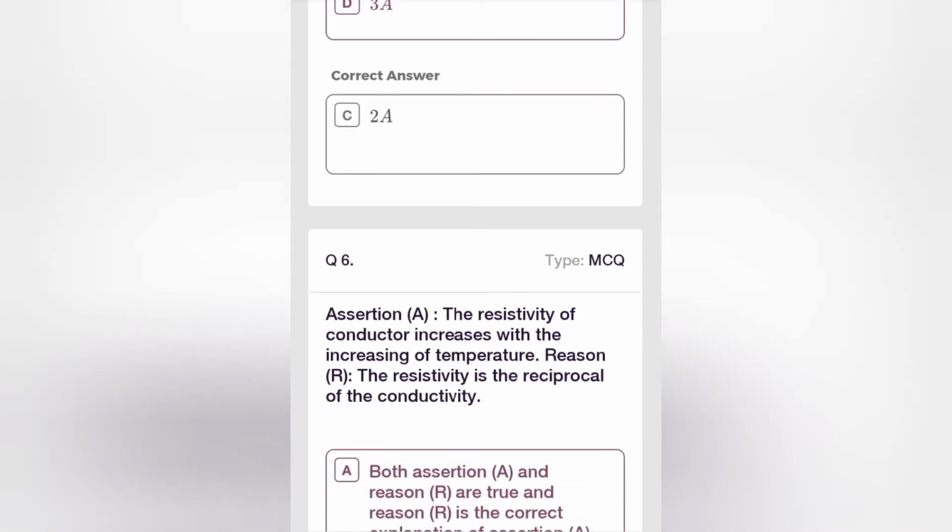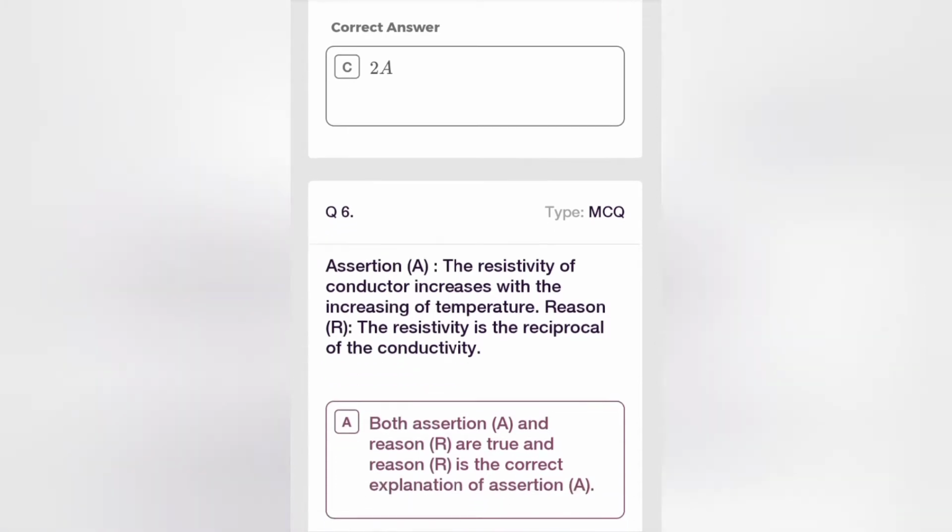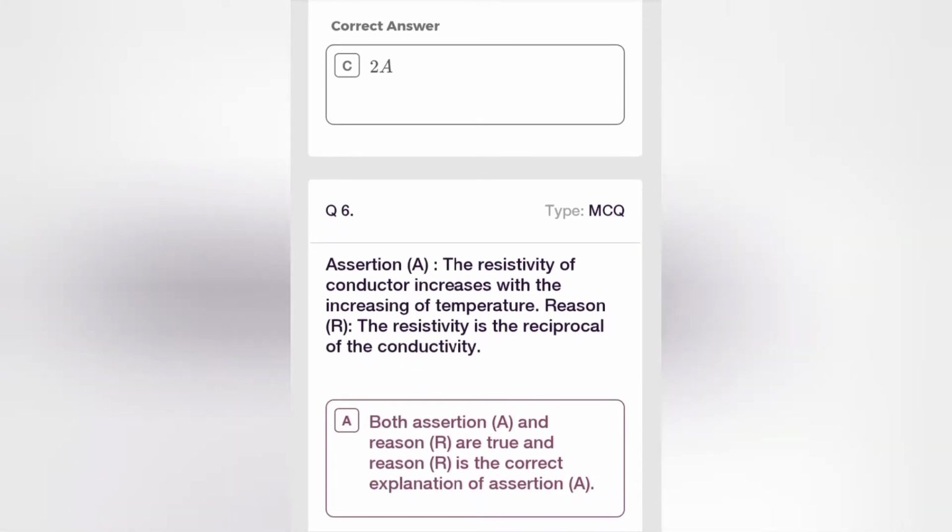Resistivity of conductor increases with increasing of the temperature. That's right. When temperature increases, resistivity will also increase. The resistivity of conductor. Okay, conductor means metals and alloys. You can consider alloys also.